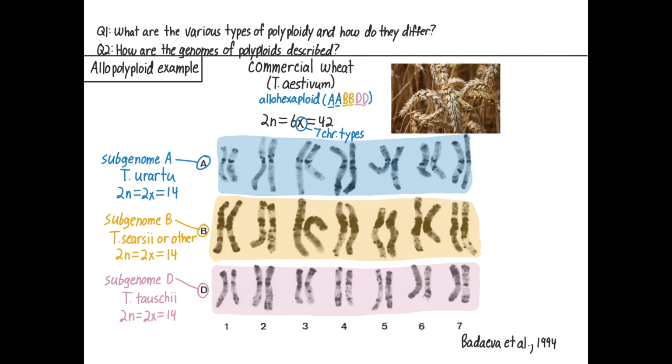Hexaploid wheat was actually formed sequentially. An AABB tetraploid was formed first from these 2 species, and the D subgenome was obtained later to form the hexaploid.